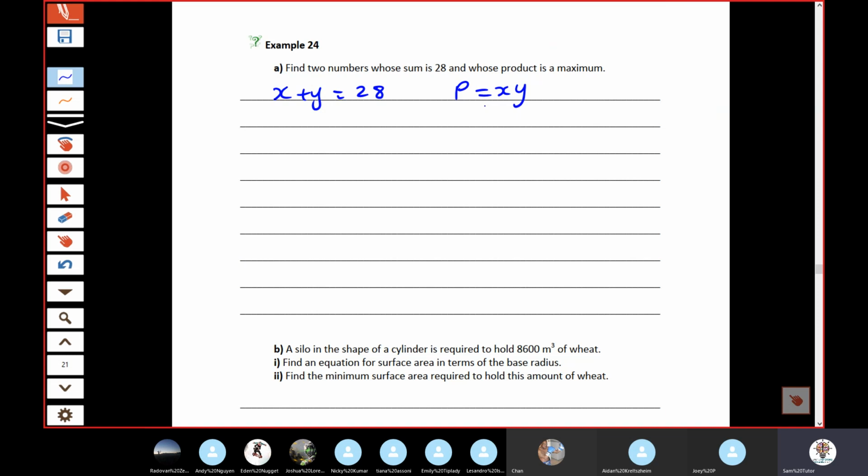Isn't that just another way of saying area and perimeter again? The perimeter is 28 and area is max. Go ahead, try that. So from this, make one of them the subject, sub it in, differentiate, and let's see if you guys can get the same answer. Or find the maximum product if you can, of two numbers whose sum is 28.